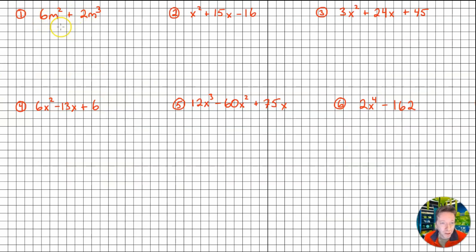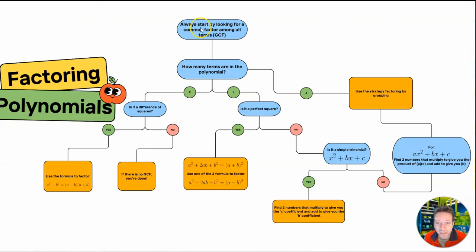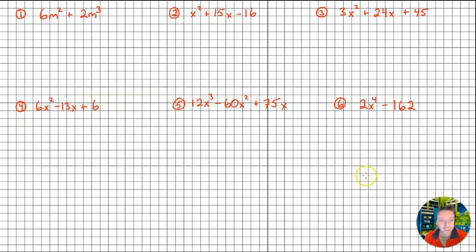So let's start with problem number 1. Now the first thing we're always going to do is start by looking for a common factor, preferably the greatest common factor. So in this case, we do have a common factor. Both numbers are even, so let's pull out a 2. And we have an m variable in both. The largest common factor would be m squared. So we can pull out a 2m squared. And then we're left with 3 plus m.